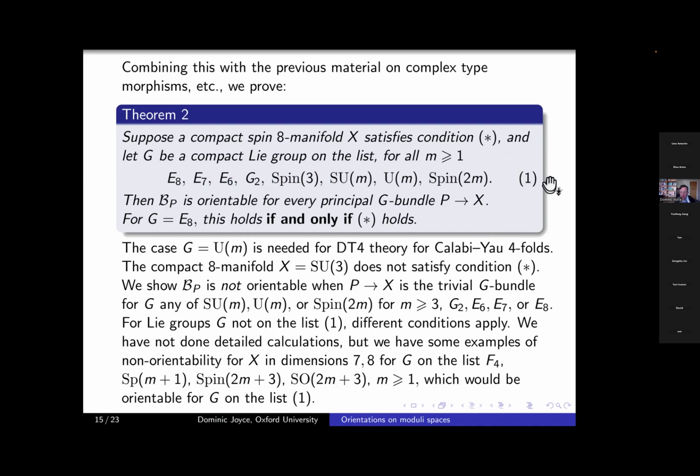Okay, so for Lie groups G not on this list, different conditions apply for orientability or non-orientability. We haven't done detailed calculations, but we have some examples of non-orientability for when X is a 7-manifold or an 8-manifold, if G is F4 or one of these. And for those examples, it would be orientable if G is on this list. And actually, this list and that list together basically make up all of the compact, connected, simply connected, semi-simple Lie groups. So it's kind of one or the other.